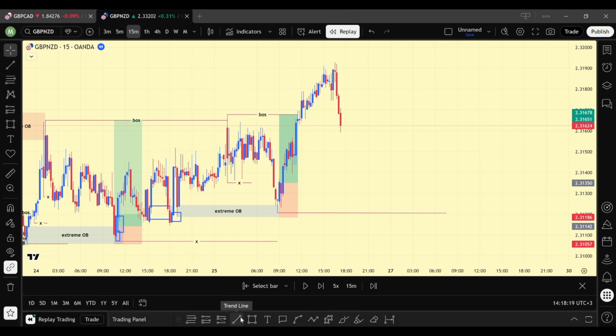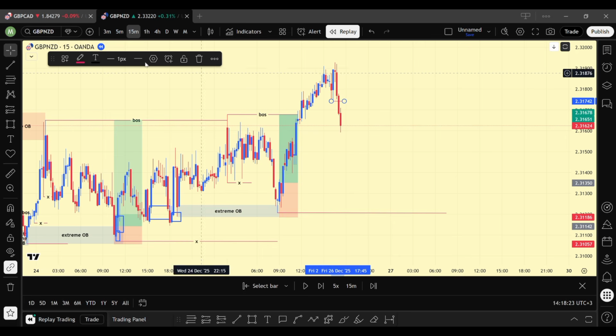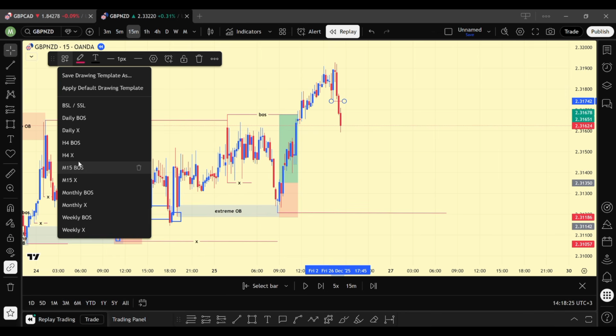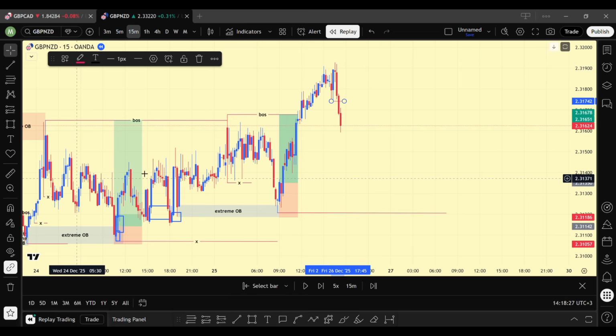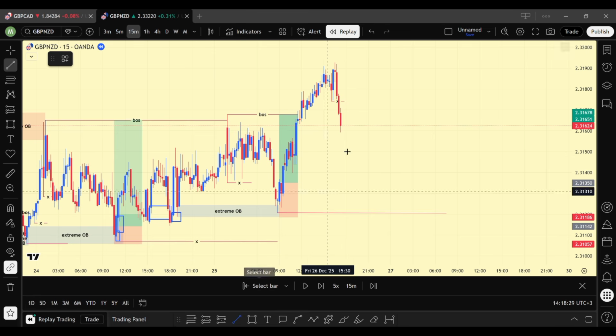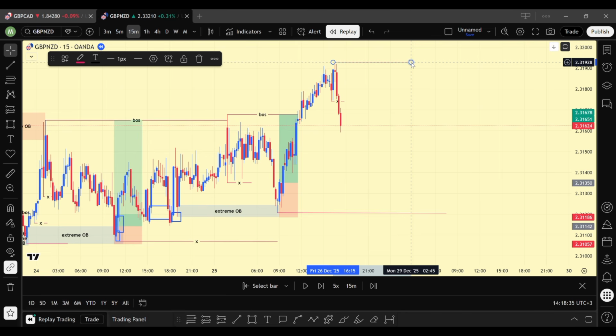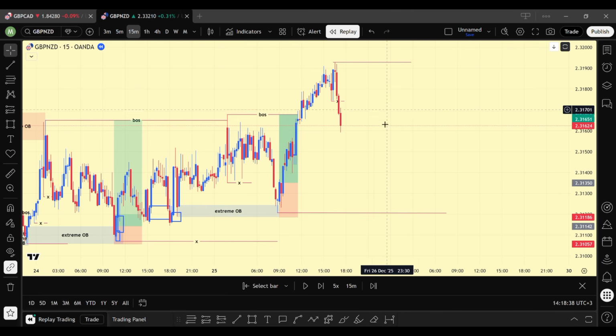So I can see that this one here is the inducement. So exactly right there, you can see that that's the major inducement, because that was the recently formed valid pullback that price came forward for. That's the major inducement. Major because it occurred after the break of structure. That's our external high. And yeah, let's mark the POIs.